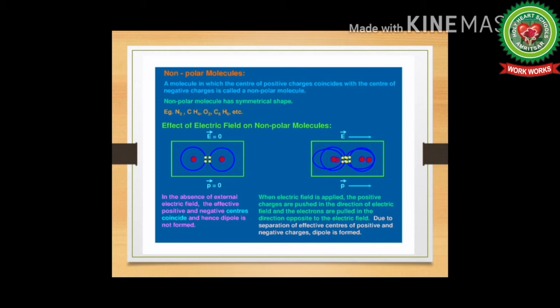Now we will discuss the effect of electric field on non-polar molecules. In the absence of electric field, the dipole moment is zero, that is, the positive and negative charges are not separated from each other. So when we place them in an electric field, the positive charge moves in the direction of the electric field, but the negative charge moves in the opposite direction, and hence a distance is created, and because of this distance a dipole is induced. So I hope you have understood this topic.